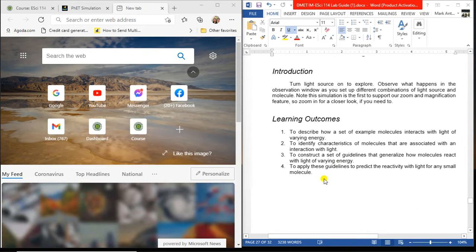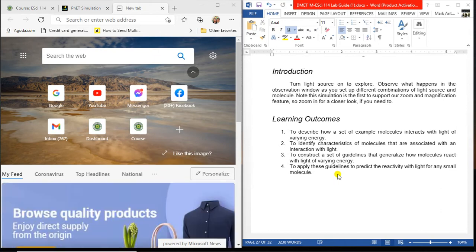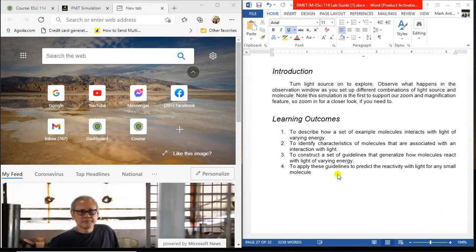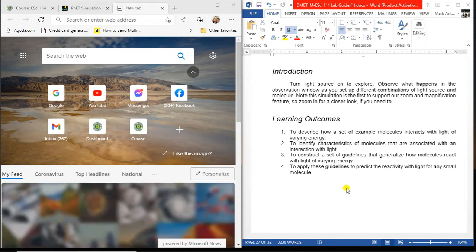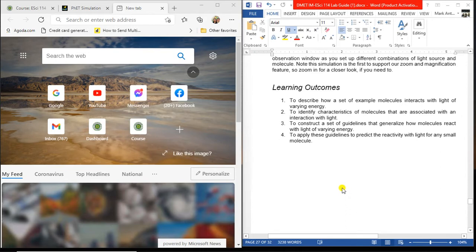Then next is you'll be able to construct a set of guidelines that generalize how molecules react with light of varying energy. So again, ang light also has energy since it is comprised of electromagnetic waves. So mo emit na siya og radiation. So pag igu-an na pag-banda na sa kada molecules, ato kitaon kung unsa ila epekto. Okay, and then lastly is you're going to apply these guidelines to predict the reactivity with light for any small molecule. So unsay reaction sa kada molecule kung ato ang kuanan og light.